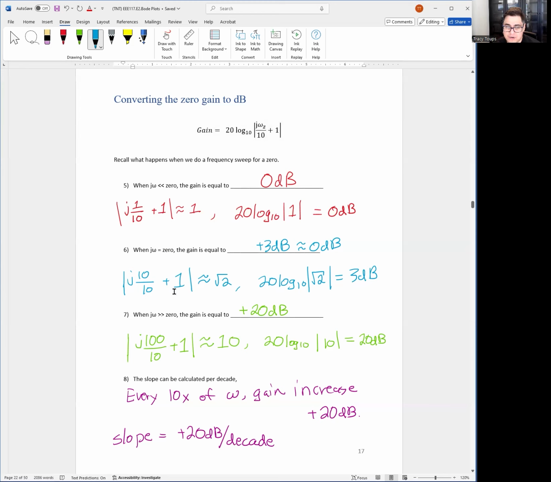Now, what happens when JW is equal to the zero, which in our case is 10? This is where we're going to have J10 over 10 plus 1, that's square root of 2. 20 log base 10 of square root of 2 is 3 dB, so we're going to have a positive 3 dB here. So right at this point, this is where we're going to start having a positive shift in the slope.